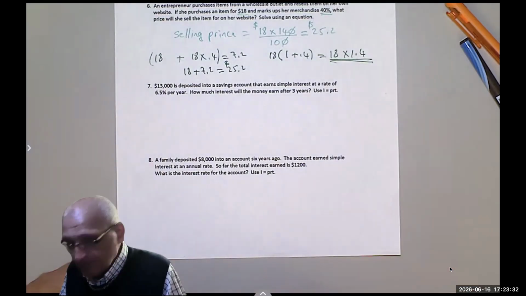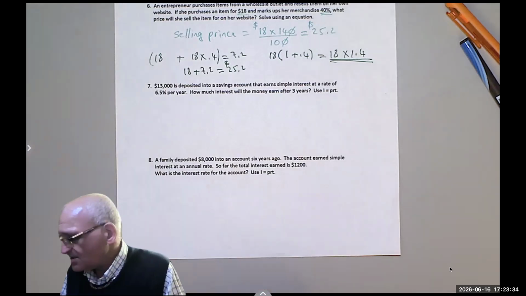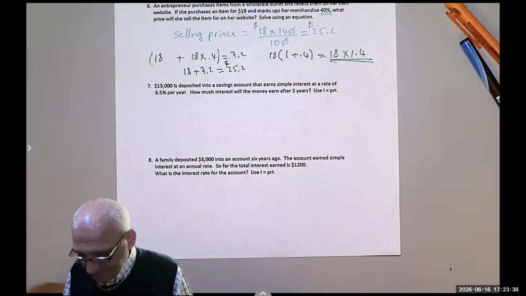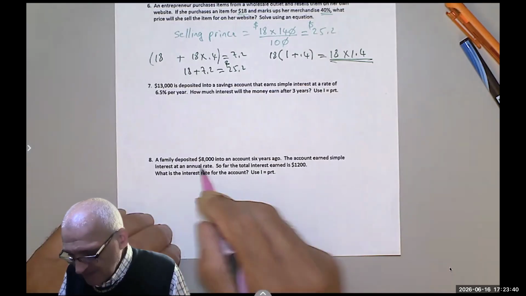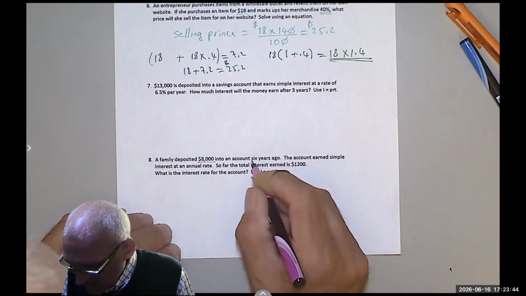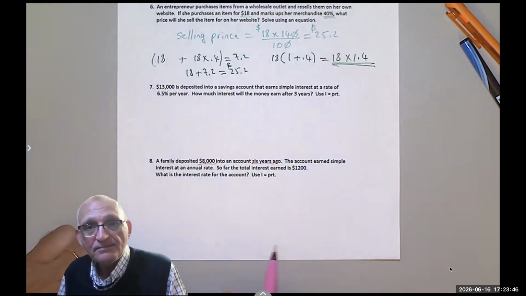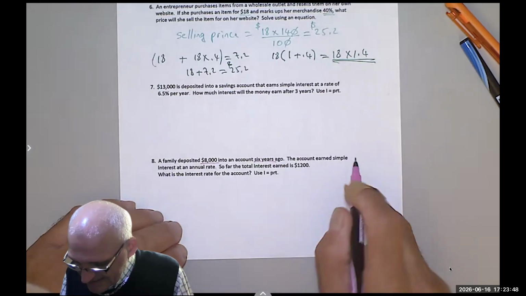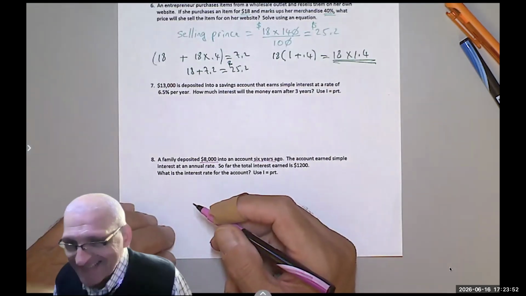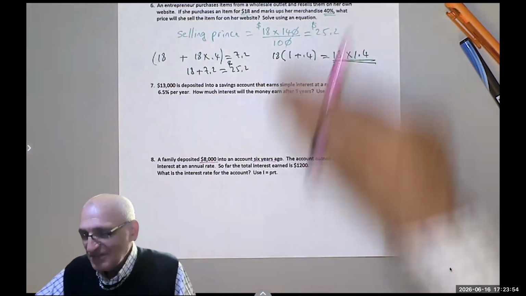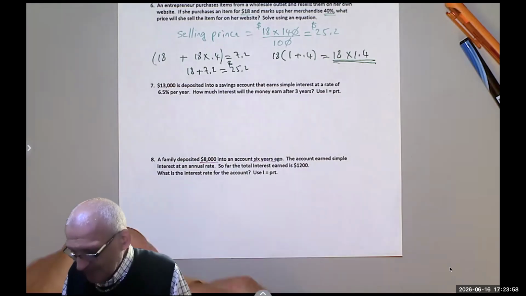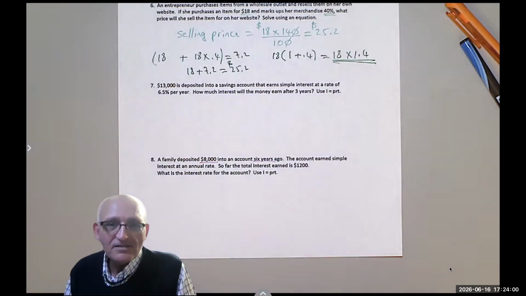The last problem here, I think it's a short lecture, so we pick maybe a couple more. A family deposited $8,000 into an account 6 years ago. The account earns simple interest. Well, there's no such thing as simple interest, but you will learn how to do compound interest in Algebra 2. But for now, what is the simple interest?